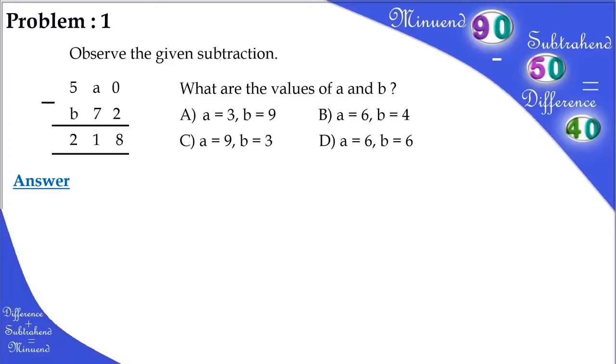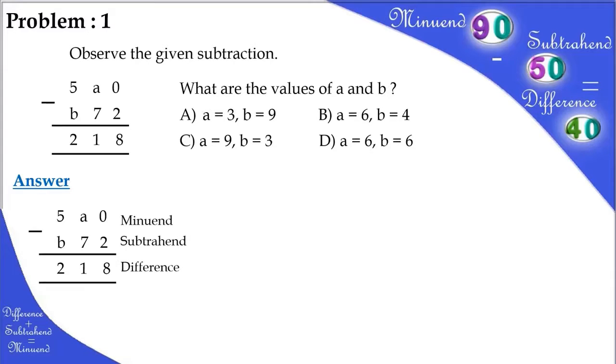Problem number 1. Observe the given subtraction. What are the values of A and B? Answer. They have given 580 minus B72 is equal to 218. Here 580 is minuend, B72 is subtrahend, 218 is difference.